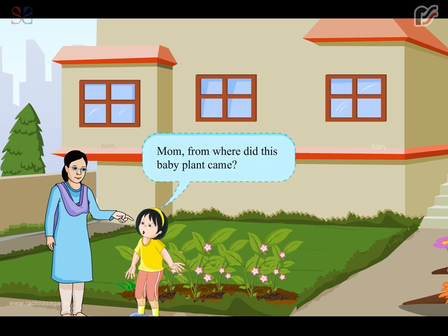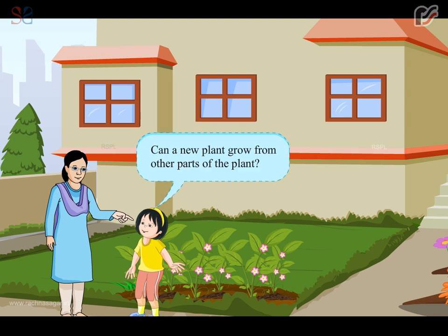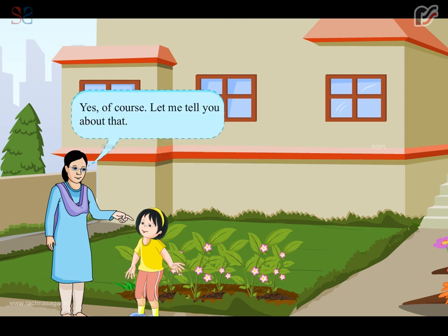Mom, where did this baby plant come from? This is a seedling. The seeds germinate and grow into a seedling, then into a plant. Can a new plant grow from other parts of the plant? Yes, of course. Let me tell you about that.